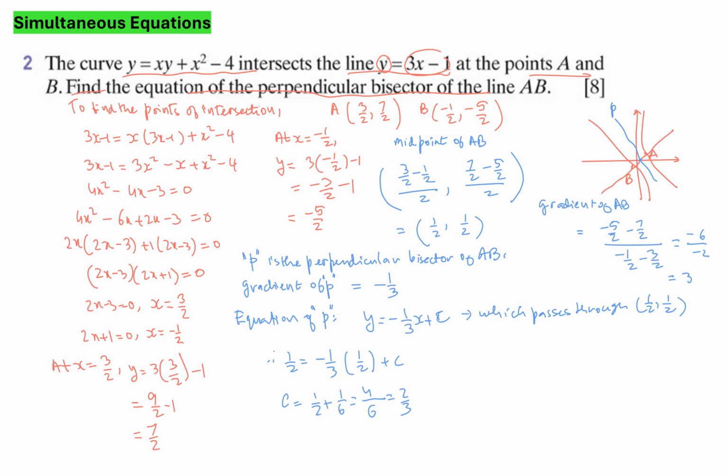So hence the equation of the line P would be y equals minus 1 over 3x plus 2 over 3. It can also be written as, if we multiply throughout by 3, 3y plus x is equal to 2, or I can say 3y plus x minus 2 is equal to 0. So whichever format you choose, that is the answer.